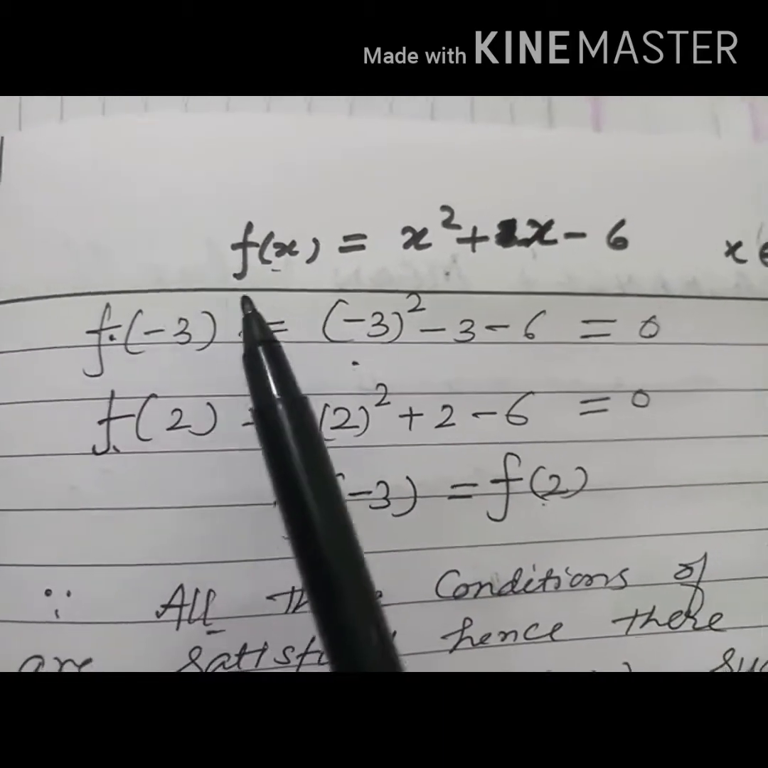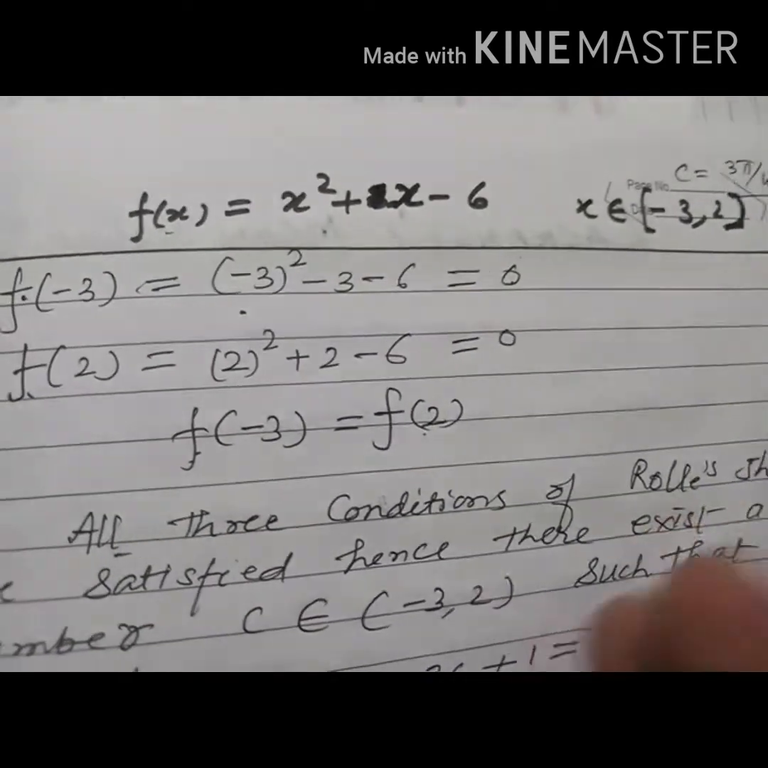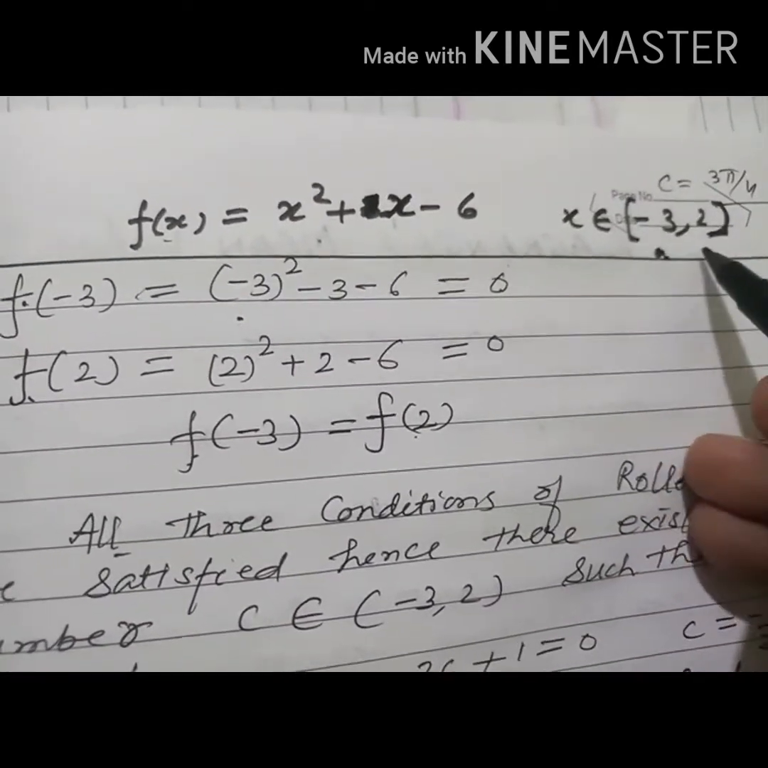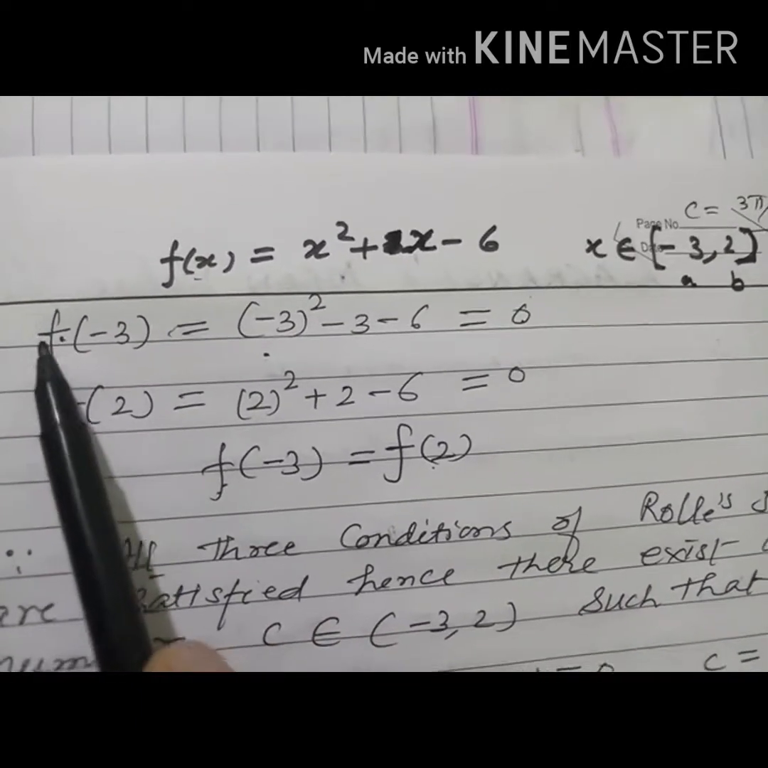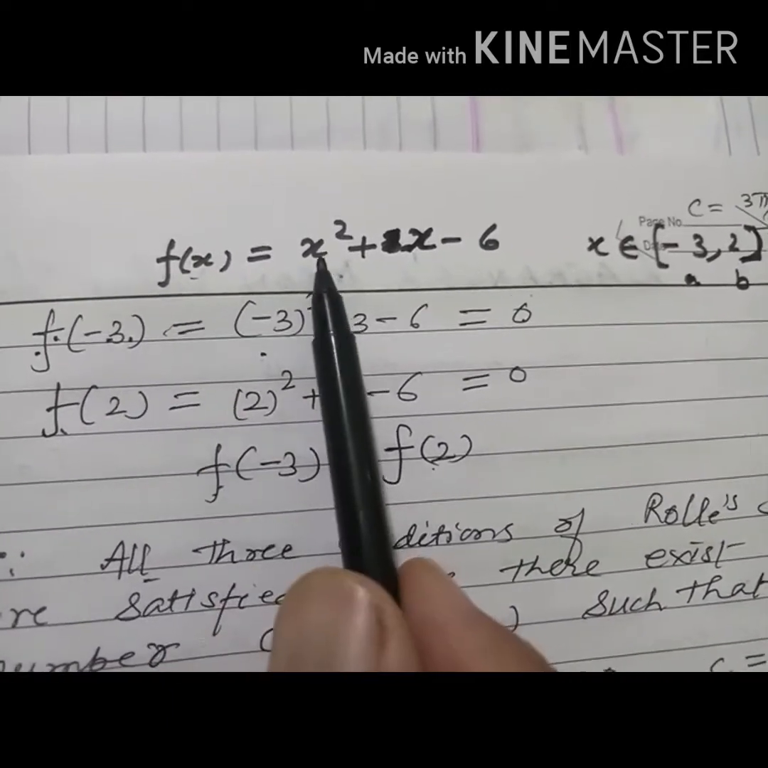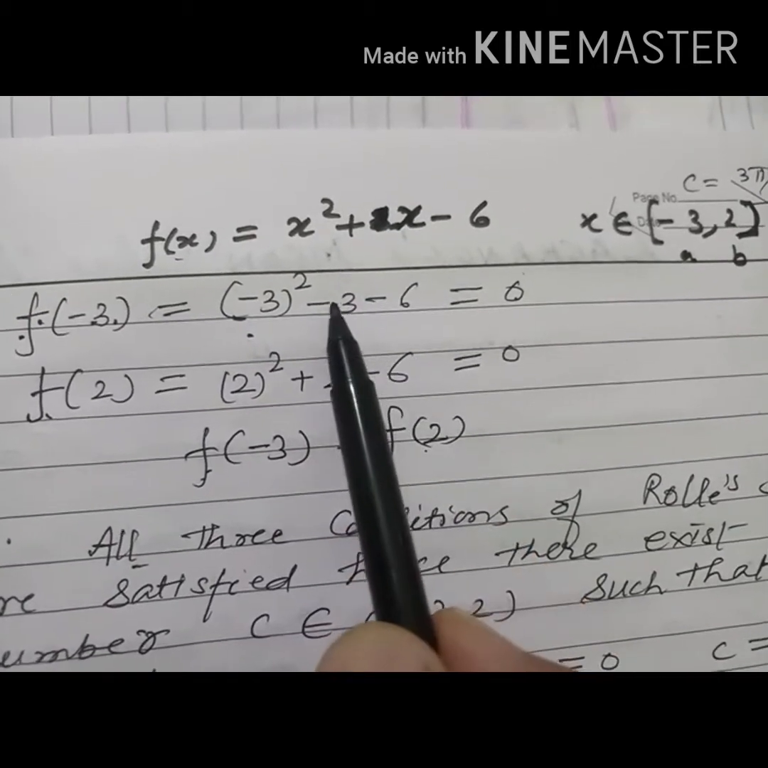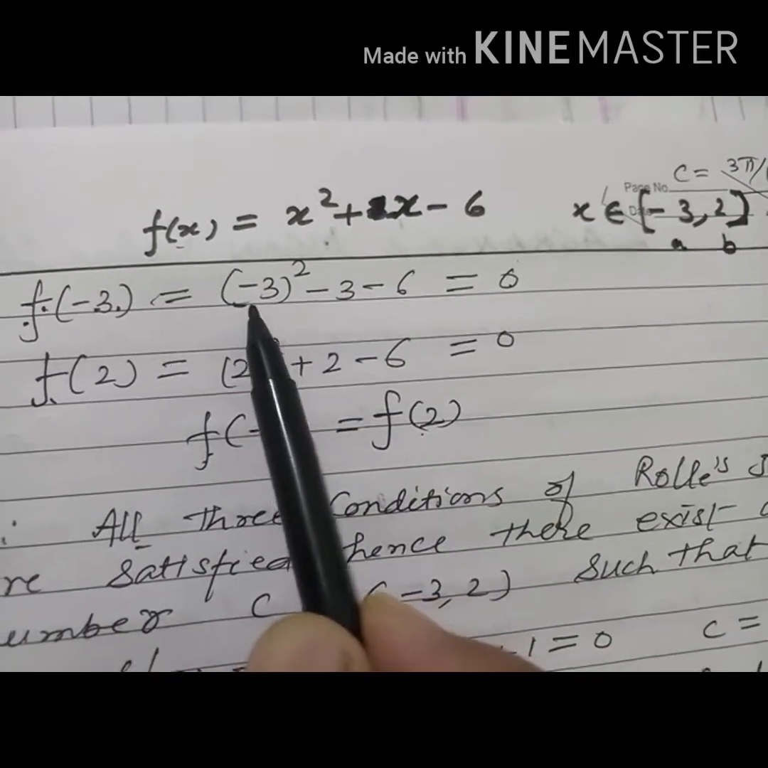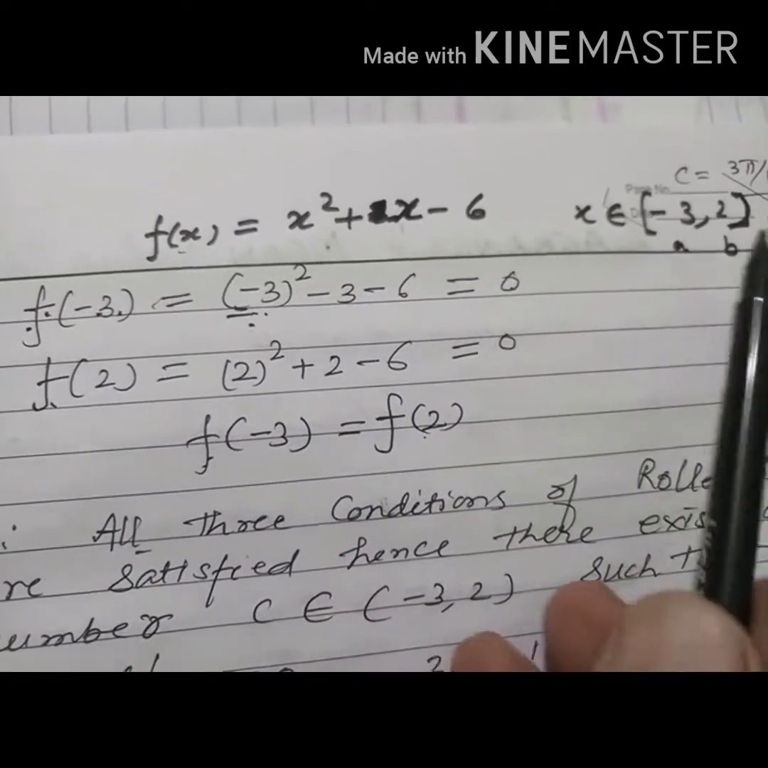F minus 3, because the interval is given as minus 3 to 2. So what is a here? A is this and b is this one. So what is the value of the function at minus 3? Put minus 3 in the function. So minus 3 squared, then x value minus 3, minus 6. If you solve, 9 minus 9 is 0. What is b here? 2.